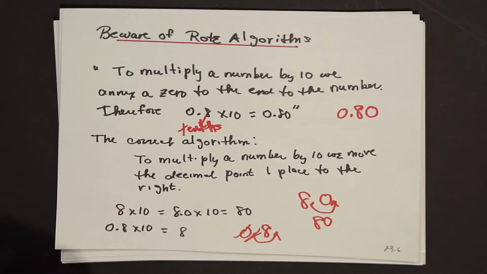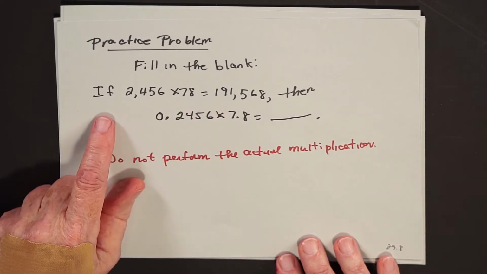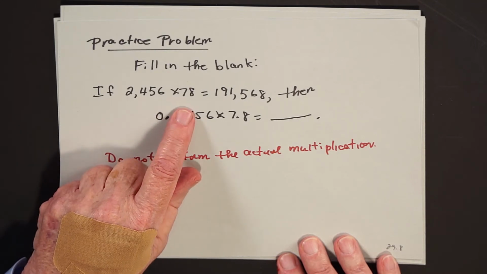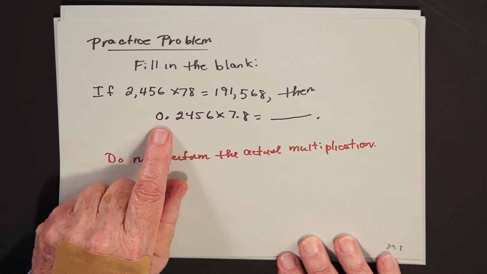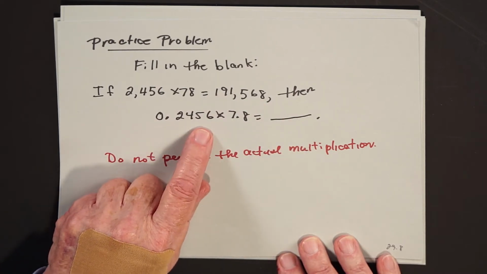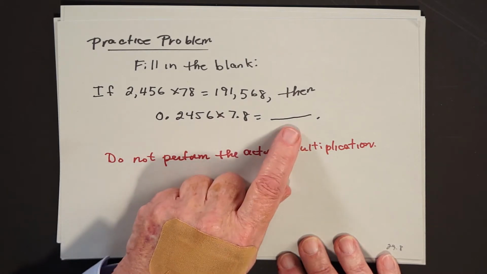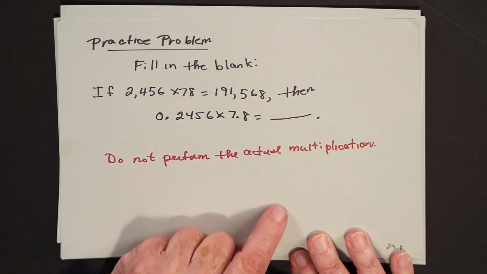And why don't we just pause then for the rest of today's lesson and just go back to our practice problem and finish up for the day. The practice problem says fill in the blank, and here's what the statement says. If 2,456 times 78 is 191,568, then 0.2456 times 7.8 equals blank. In other words, fill in the blank, what number goes over here.